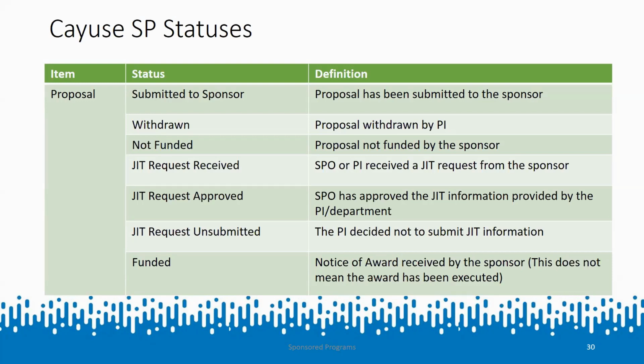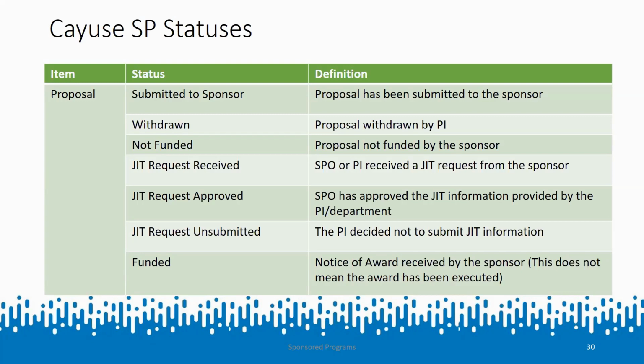JIT request received, approved, and unsubmitted. So some sponsors request just-in-time information. I think NIH does that. And that's when you've submitted to the sponsor, but they want a little more information before they make a funding decision. That's a JIT. So if it's in received, that means SPO or the PI received a request from the sponsor and let us know about it. Most of them have to be approved, if not all of them, by us. So then we go to approved when that happens.